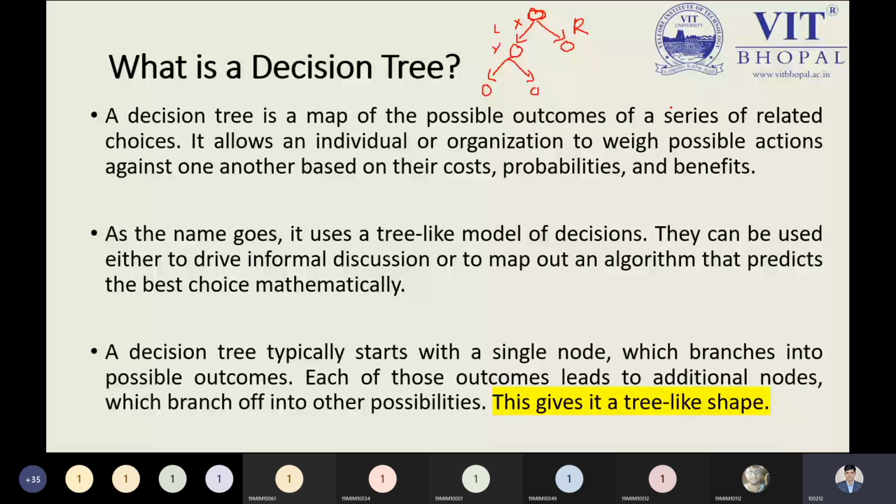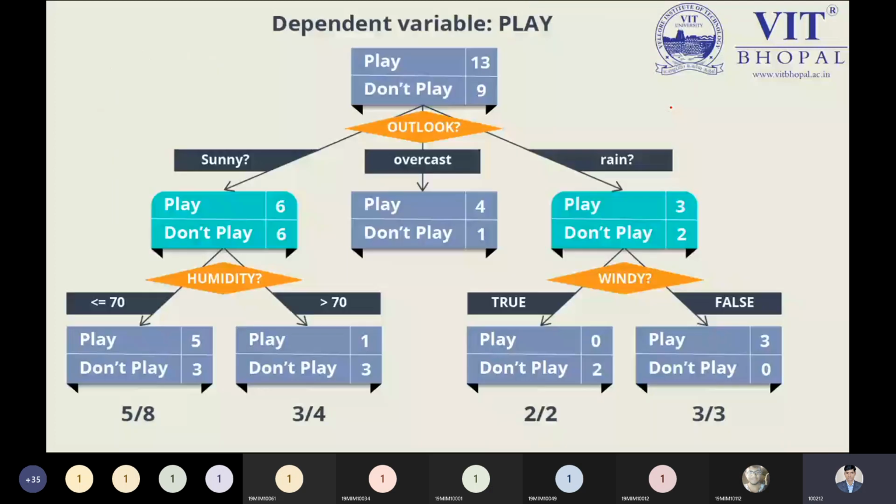We have an example over here. I will explain my example in a simple way, then you can understand. This example contains the dependent variable, that is play. P means play. Play is a dependent variable.